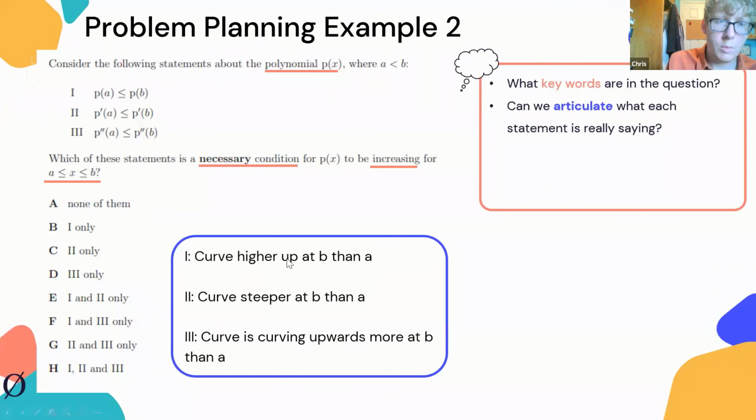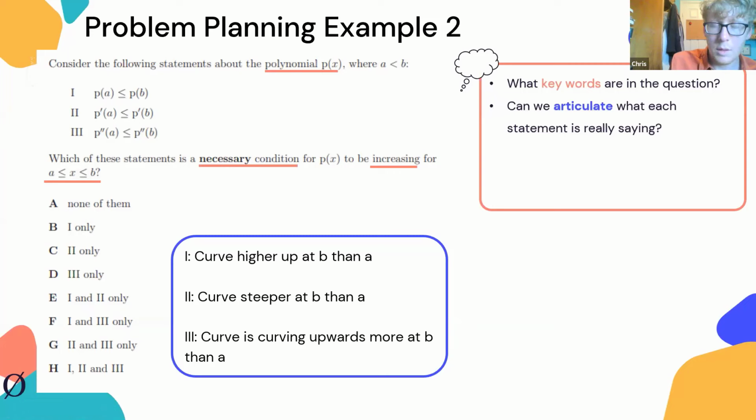Statement two is talking about the gradient, the derivative of P. It's saying the gradient's bigger, so it's steeper at B than at A. We're talking about upward steepness, so how much it's sloping up. And statement 3 is talking about the second derivative, and sometimes that can be hard to put into words. Again, we'll look at a picture in just a second, because that's the D in Dr. A. But one way to think about it is the second derivative is describing how much it's curving upwards. So it's saying it's curving upwards more at B than at A.